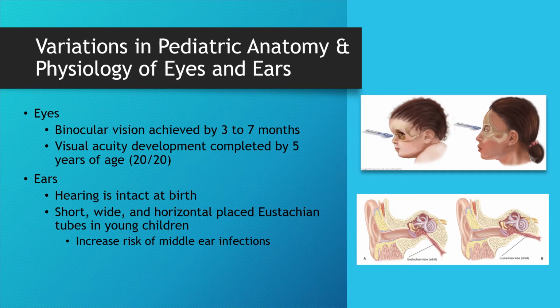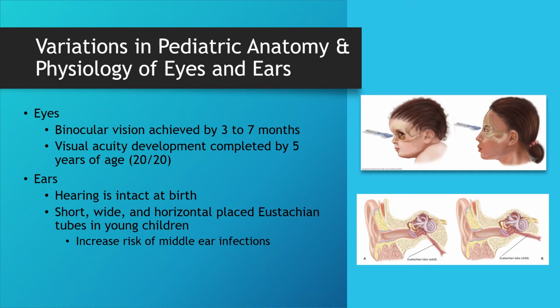When we look at the variations in ears, hearing is intact at birth. Infants can hear just like an adult as soon as they come out. The eustachian tubes are short and wide and horizontally placed. And this just allows for more bacteria and viruses to gain access to that middle ear easier. And some children can have recurrent ear infections that could lead to some type of hearing impairment.